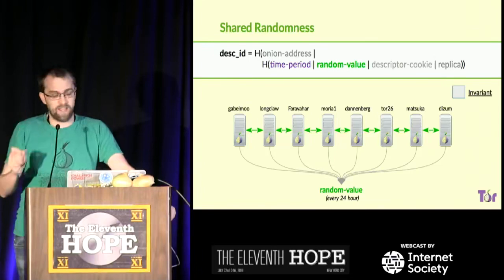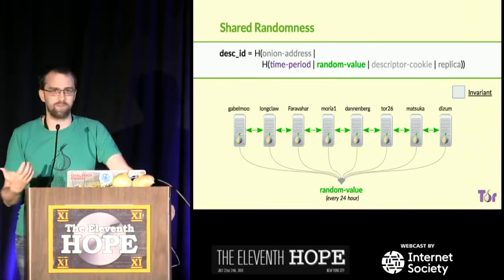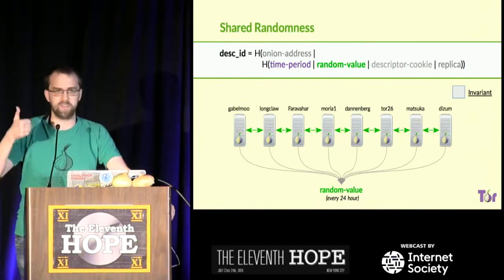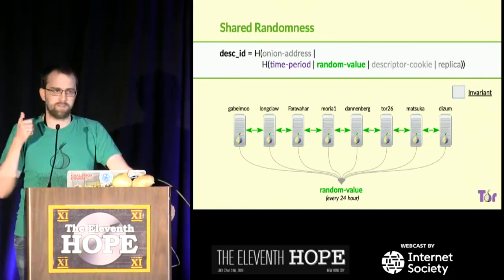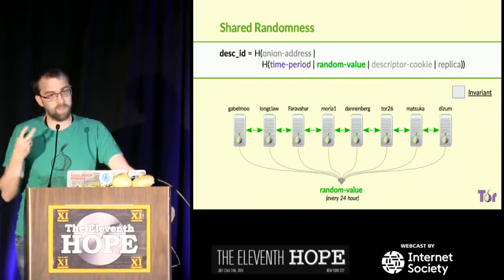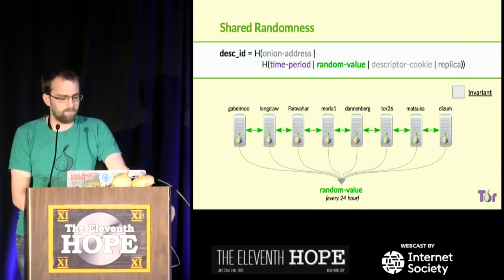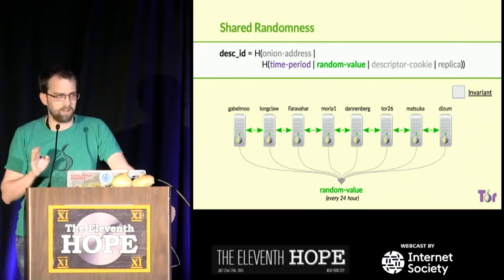So we have this random value, and it's great because now the descriptor ID changes every 24 hours, and thus the camping attack doesn't work because it takes you 5 days to become an HSDir. So if it changes every 24 hours and you rotate your key like crazy, well, you can camp. Now the second thing, it's one of the main changes here.